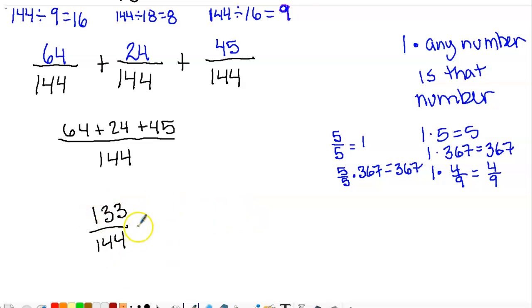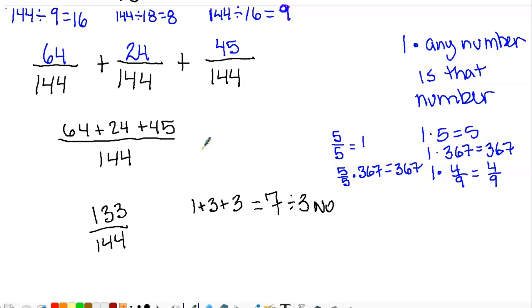Now, we do need to see if this reduces. We have some quick checks. We know if they're both even, then we could pull a 2 out. The top one's not even. We know if they end in 0 or 5, they could be divided by 5. If they end in 0, they could be divided by 10. We don't know about the 3s. So the 3 trick is to add those digits. 3 plus 3 is 6 plus 1 is 7. If that was divisible by 3, then the number could be divided by 3. It cannot. So I'm starting to think that this one does not reduce.